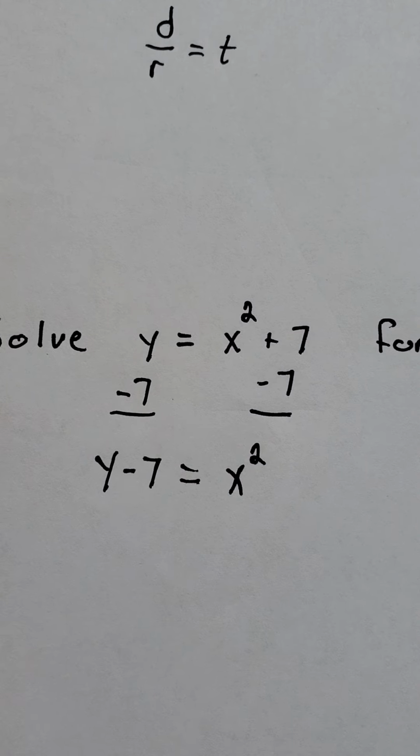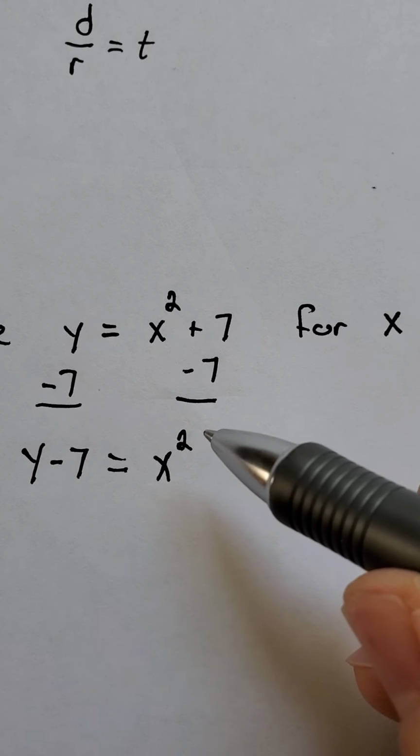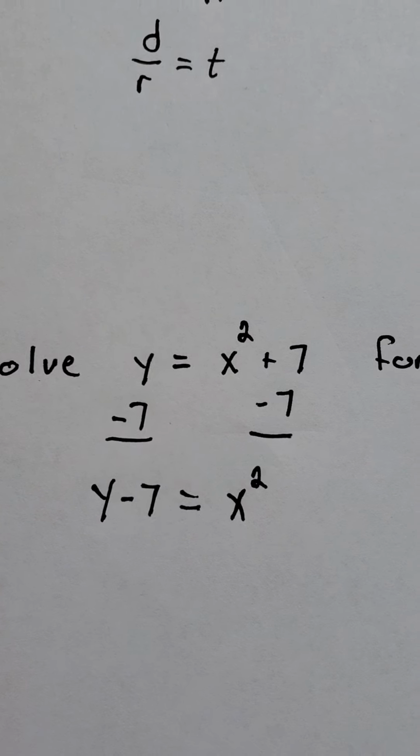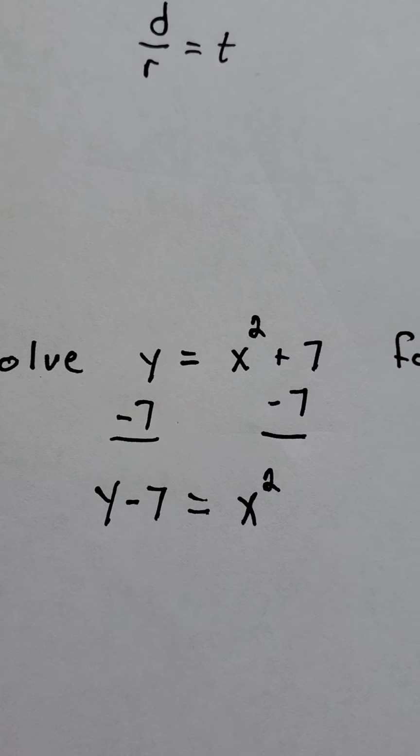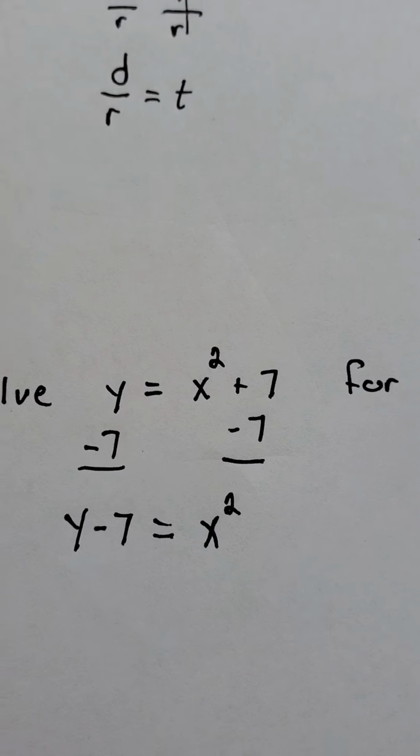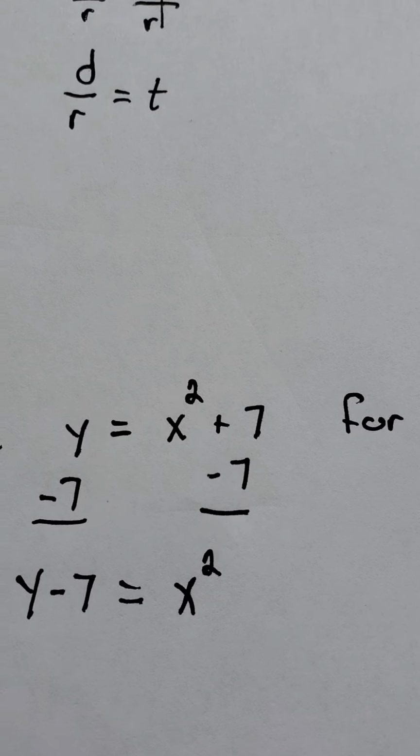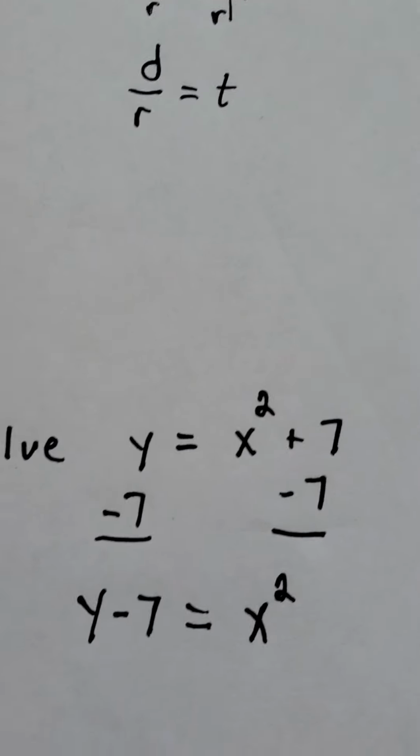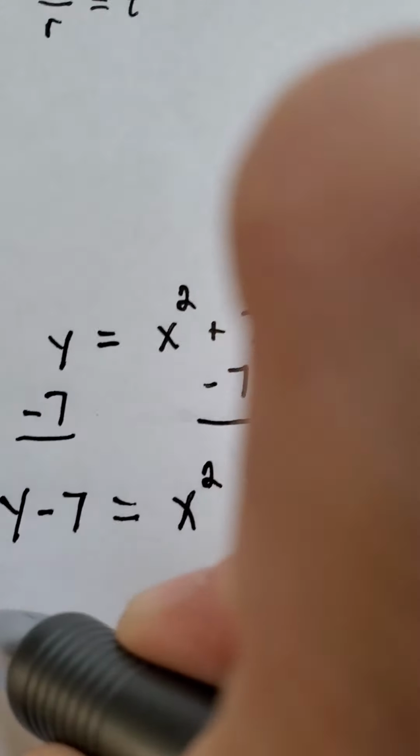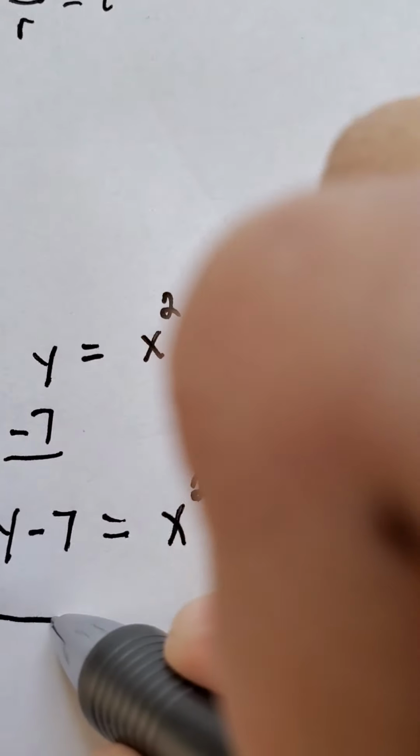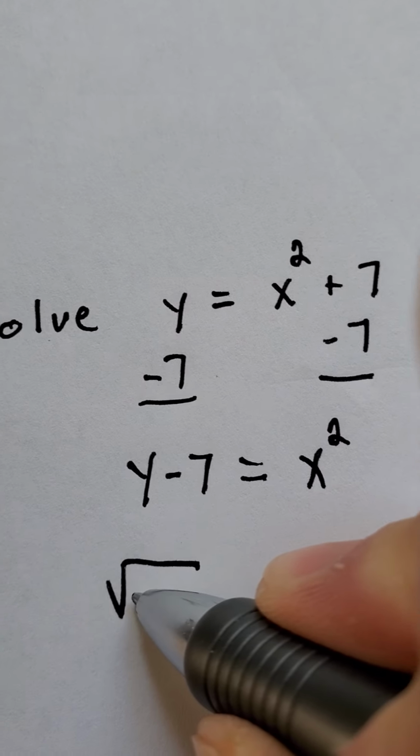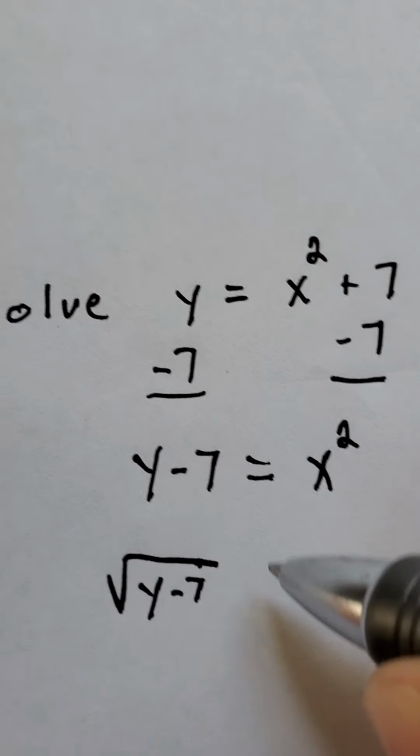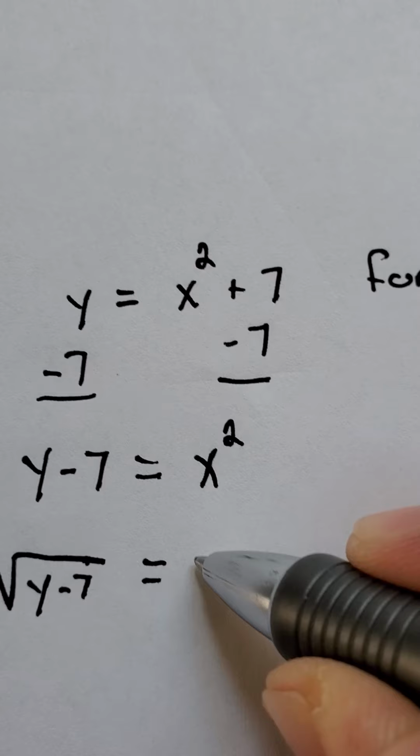Now we just have to remove anything else that's on the x. That square is on the x, so we do have to remove the square so that we just have x by itself. Now, in order to get rid of the square, you have to undo that operation. So instead of squaring, we're going to take the square root of both sides. So I'm going to use the square root symbol, take the square root of the left side. So we have the square root of y minus 7. And then we take the square root of x squared.